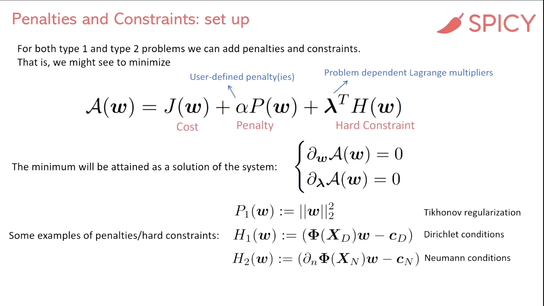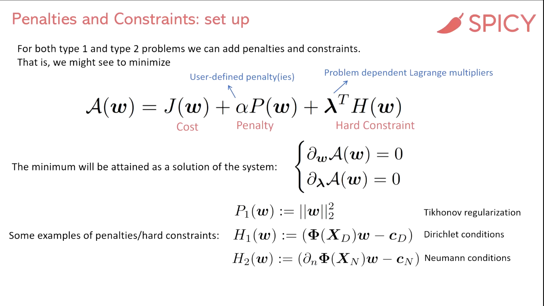Here are some examples of penalties and constraints that we will be adding. As we will see in a minute, all penalties will be quadratic. The one that we will use the most, basically in all problems, is on the L2 norm of the weight vectors. This is also known as Tikhonov regularization. On the other hand, all the constraints that we'll consider are linear. Keep this in mind, we will always use quadratic penalties and linear constraints.